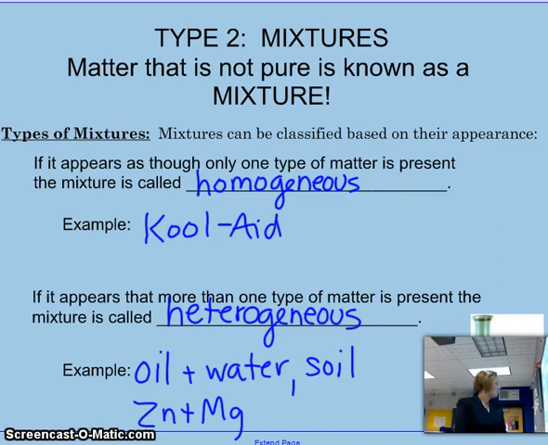So I gave you a couple examples of homogeneous and heterogeneous mixtures. I do have, so you can see with your own eyes, this is a mixture, and you can see 2 distinct parts to the mixture, and therefore this is a heterogeneous mixture. It looks like there's more than one type of matter here.